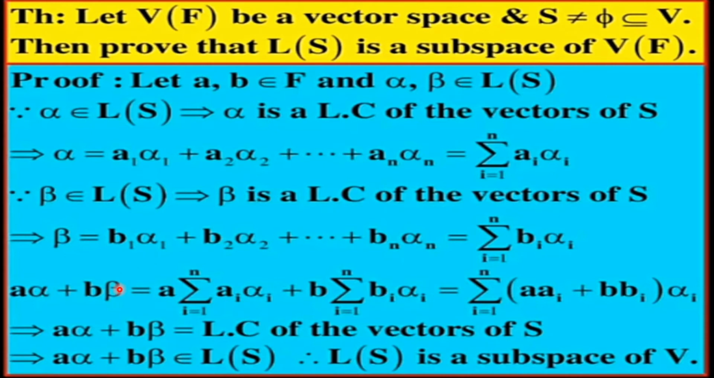Now a alpha plus b beta is equal to a times sigma ai alpha i plus b times sigma bi alpha i, where i equals 1 to n. That can be written as sigma, i equals 1 to n, of (a ai plus b bi) times alpha i. That gives a alpha plus b beta equal to a linear combination of the vectors of S. That gives a alpha plus b beta belongs to L of S. Therefore, L of S is a subspace of V.